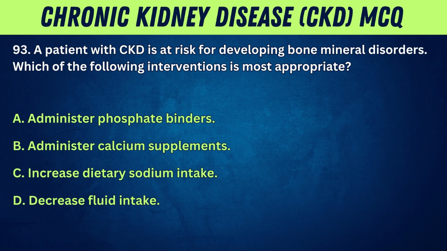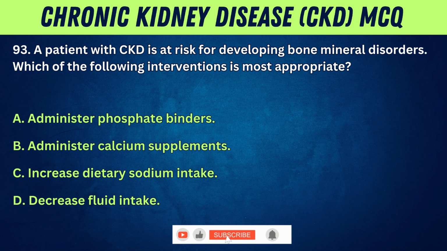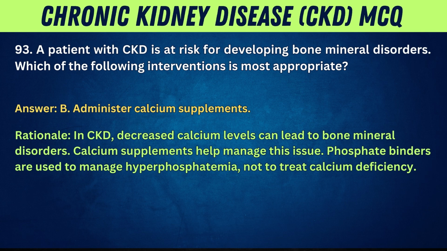93. A patient with CKD is at risk for developing bone mineral disorders. Which of the following interventions is most appropriate? A. Administer phosphate binders. B. Administer calcium supplements. C. Increase dietary sodium intake. D. Decrease fluid intake. Answer: B.